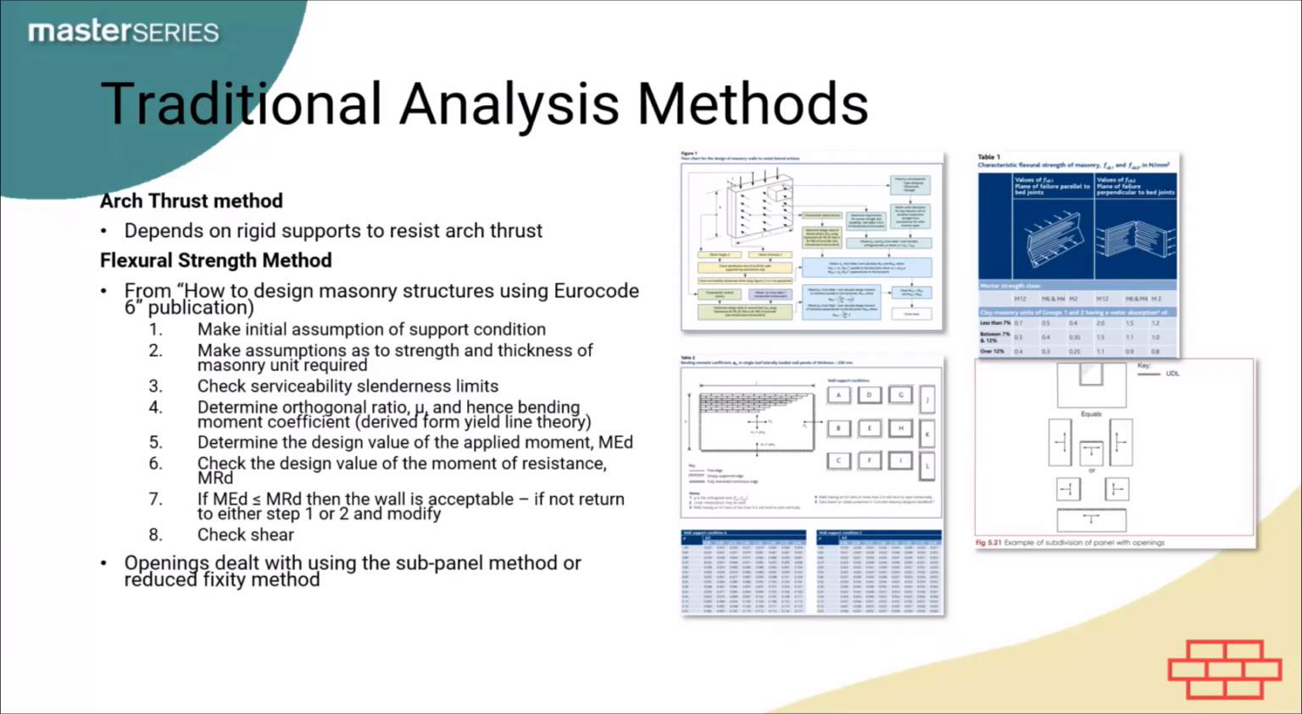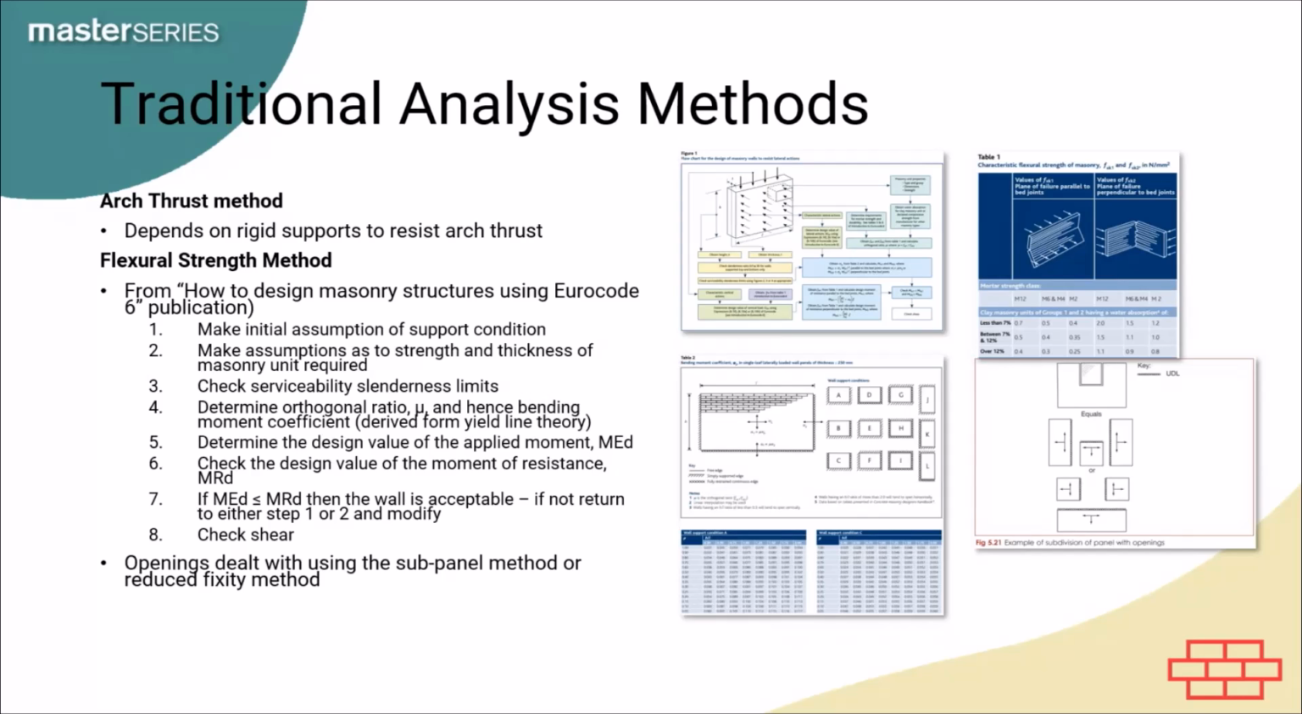So point six there, we check the design value of the moment of resistance, MRD, and within that we've got our compressive resistance, our flexural strength, partial factors mentioned earlier, and our vertical loads and our section modulus. So if our MED is greater than our MRD, then the wall is acceptable. If not, we can go back and repeat step one or two, and then we can check our shear when it's all said and done. And it's a fairly straightforward check, and it can be found with the help of a simple table, basically taking into account the mortar and the bricks area.